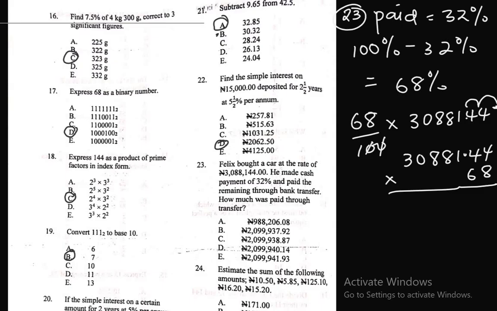8 times 4 is 32. 32, you put 2, move 3 here. 8 times 4, 32 plus 3, 35. 5, move 3 here. 8 times 1, 8 plus 3, 11. 1, move 1 here. 8 times 8, 64 plus 1, 65. 5, move 6 here. 8 times 8 is 64 plus 6, 70. 0, you move 7 here. 8 times 0, 0 plus 7, 7. 8 times 3, 24. You go to 6.